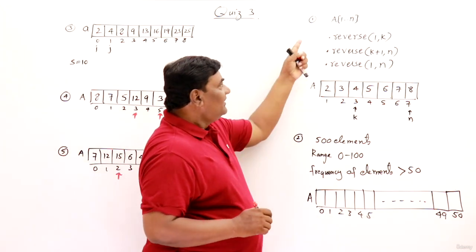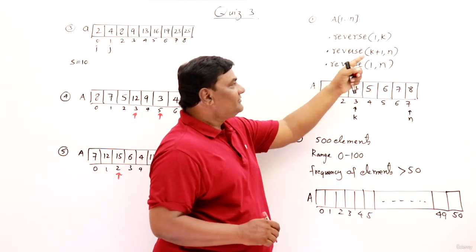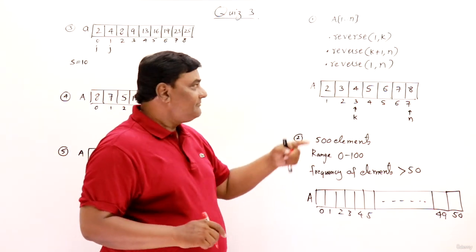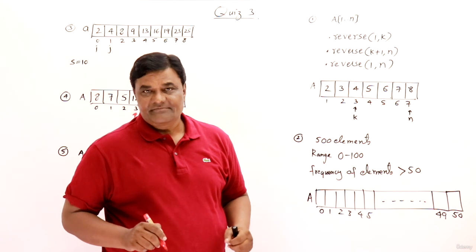First question. There is an array of size 1 to n, and on that array a reverse operation is performed from 1 to k, then from k plus 1 to n, then from 1 to n. So what will happen to the array?